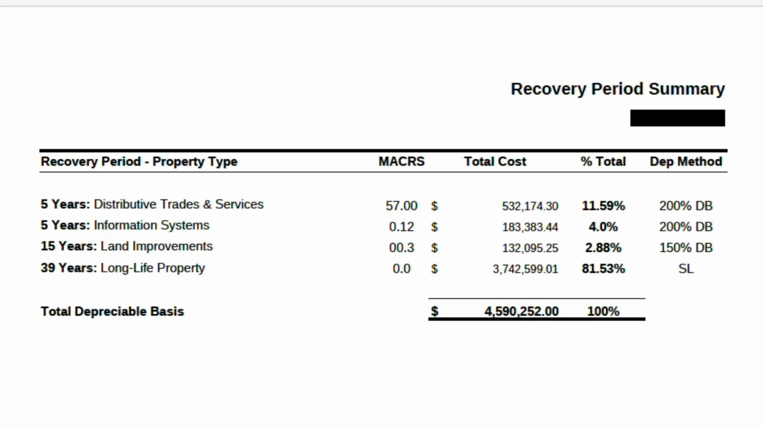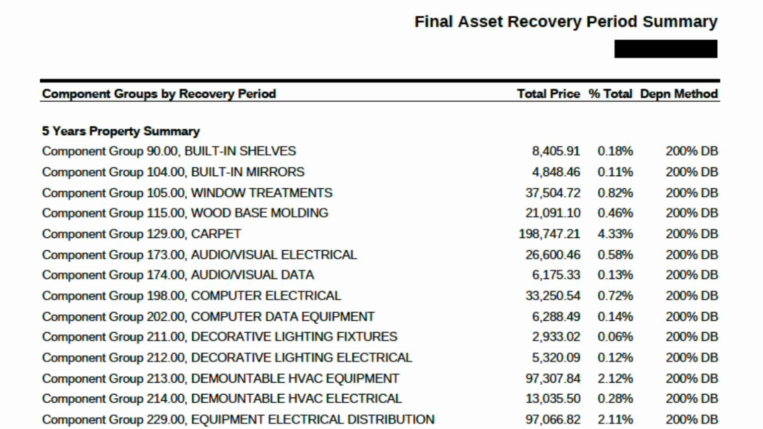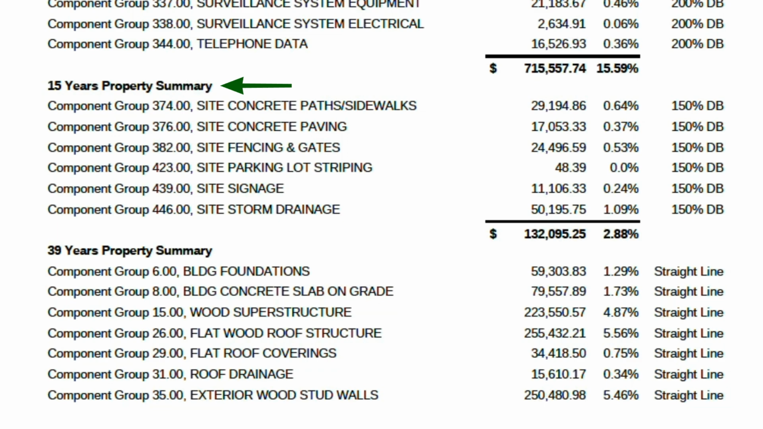So the first schedule that you're going to see is a recovery period summary. This is where we total the different types of property. Then you'll have a final asset recovery period summary. This is an overview of the different asset classes. So for example, it'll have your 5-year property summary for the individual components that we broke out, the 15-year property summary, and then the straight line depreciation summary.